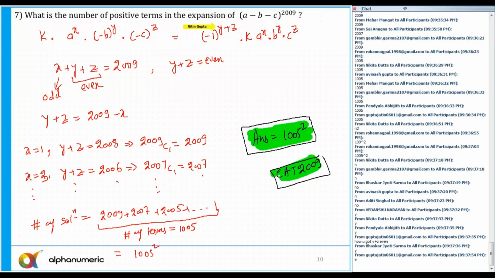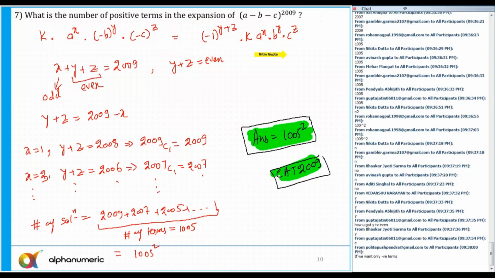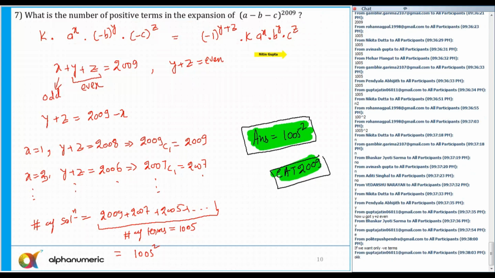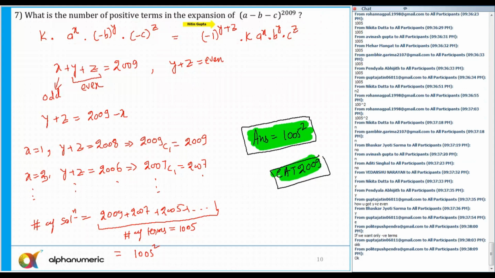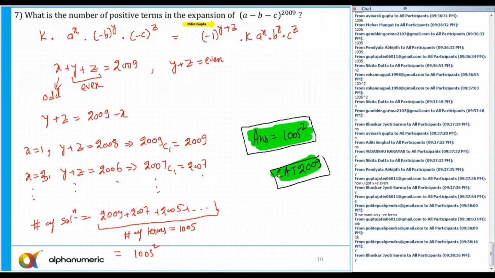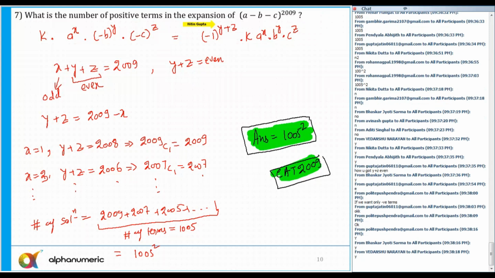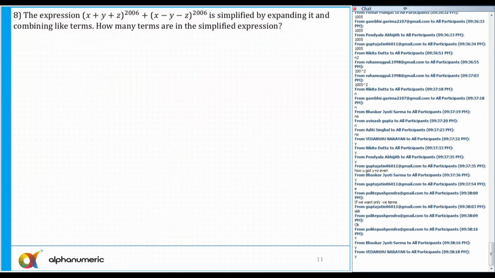Even, so that's why y plus z should be even, then only I'll get all the terms to be positive. Okay, so any doubt? If you want only negative terms, then y plus z should be odd. Can I move to the next slide now? Minus 1 raised to the power of an even number is always positive, and minus 1 raised to the power of an odd number is always negative. Now try this.